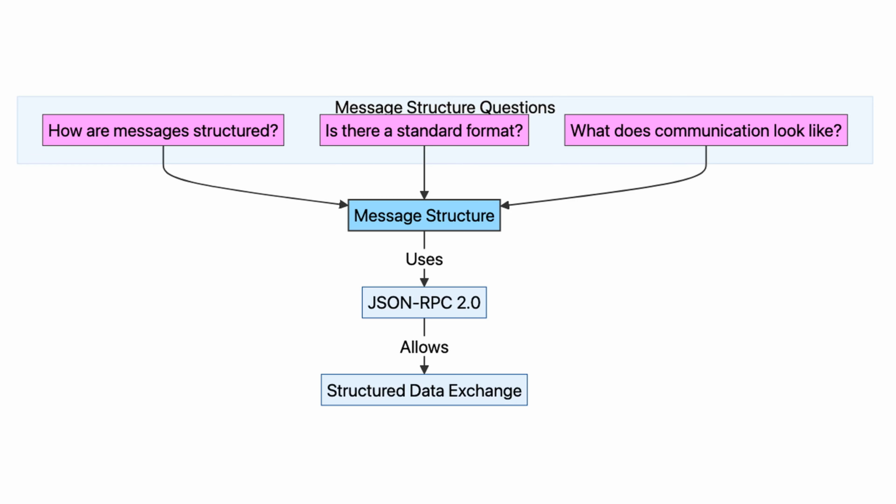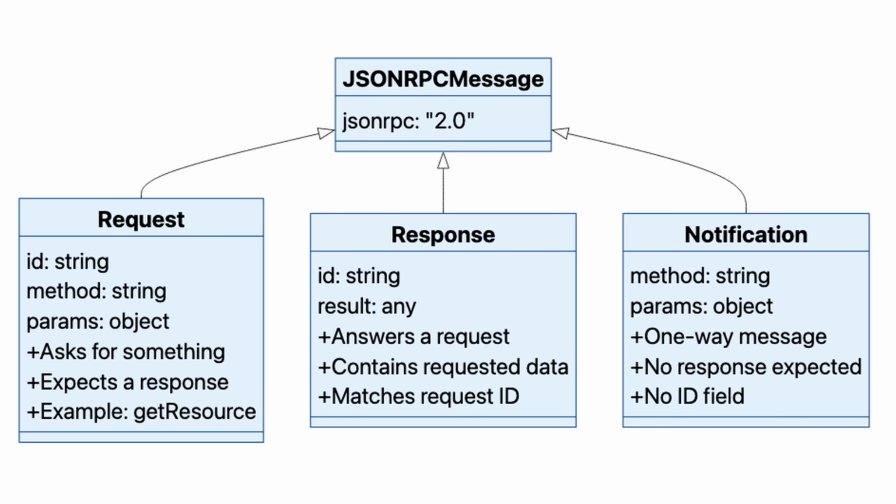That makes sense. But how does it actually structure these messages? Is there a standard format? I'm trying to picture what the actual communication looks like. The message system is built on something called JSON RPC 2.0, which is basically a lightweight protocol for sending structured data between applications. There are three main types of messages.